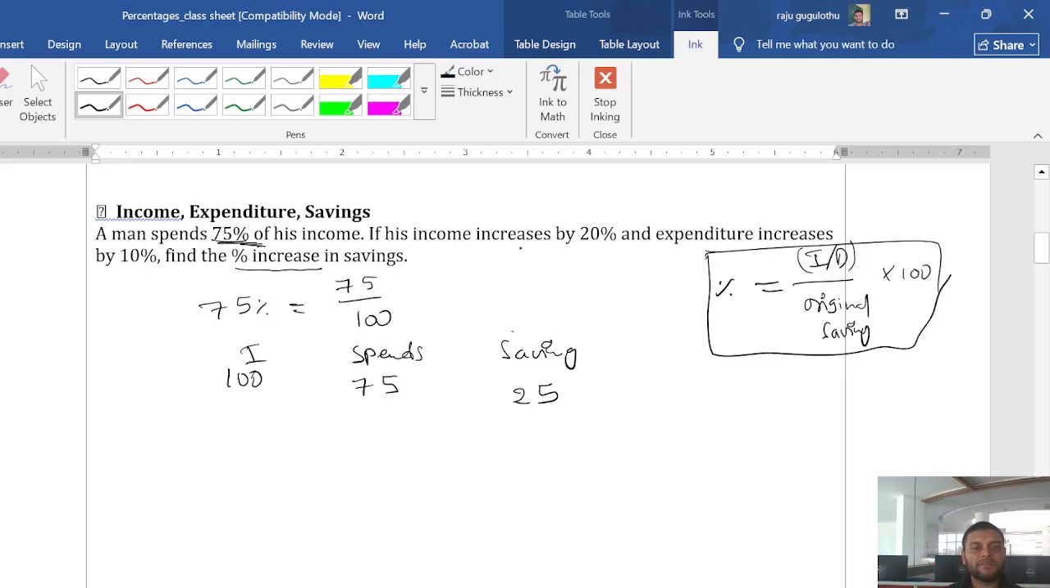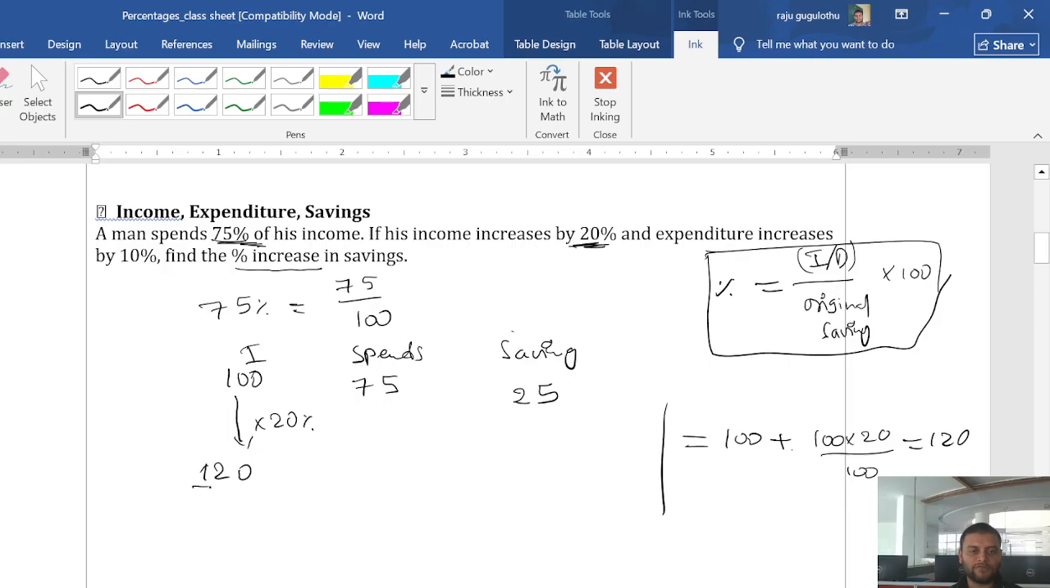Now the question says if his income is increased by 20 percentage, which means 100 is increased with its 20 percentage. We will be calculating here 100 added with its 20 percentage, 100's 20 percentage. This is the expression, guys. It will become 120. So 100 increased by its 20 percentage becomes 120. I can say new income of that person is 120.